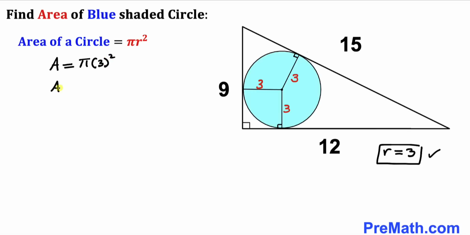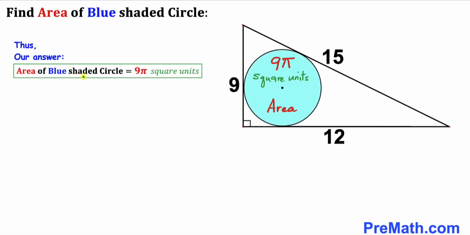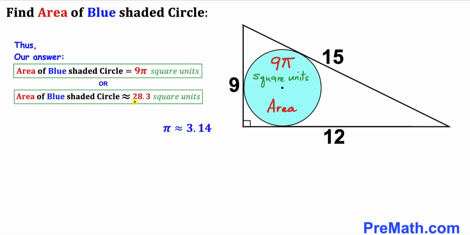So area turns out to be simply 9 pi square units. So thus the area of this blue shaded circle turns out to be 9 pi square units, or this is approximately equal to 28.3 square units, since the pi value is approximately equal to 3.14.